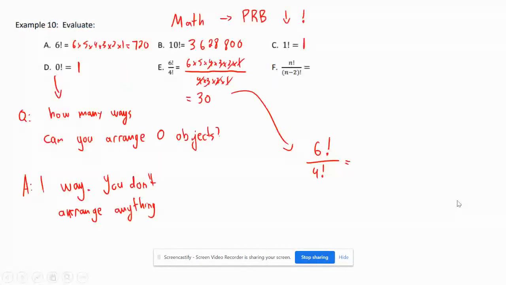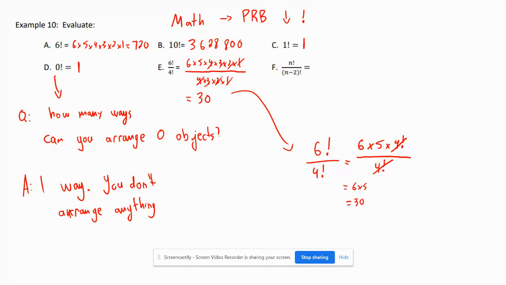The way this works is that 6 factorial is 6 times 5. But what I'm going to do here is write 4 factorial and stop. And the reason? Well, what's 4 factorial? 4 factorial will just be 4 times 3 times 2 times 1, okay? But if I have a 4 factorial here and a 4 factorial in the bottom, these two terms cancel out, and we're left with 6 times 5, which is 30.